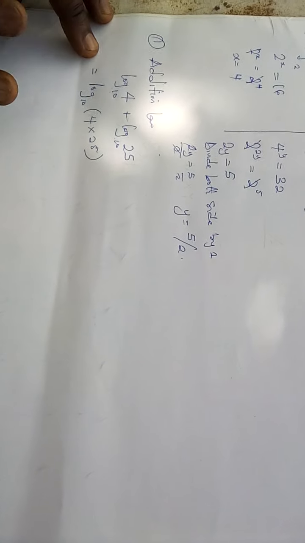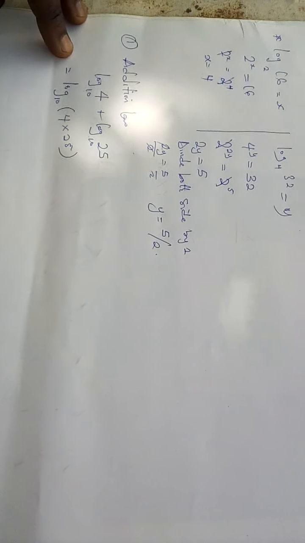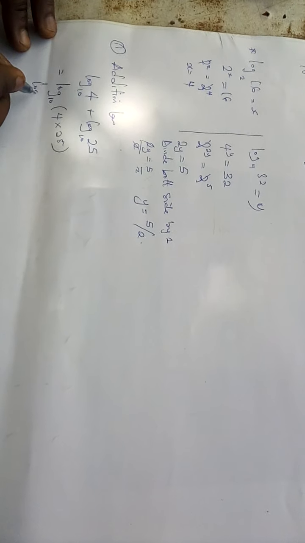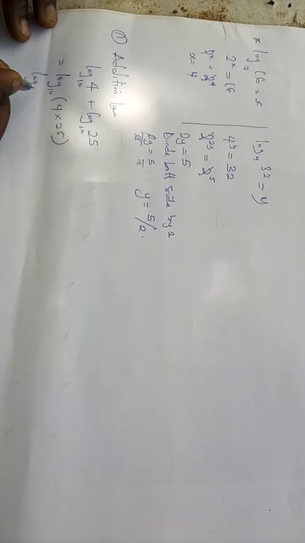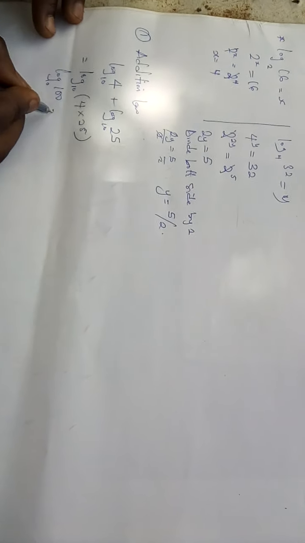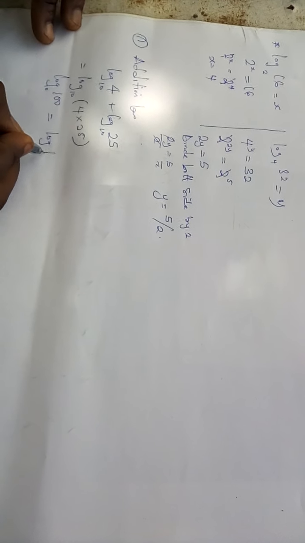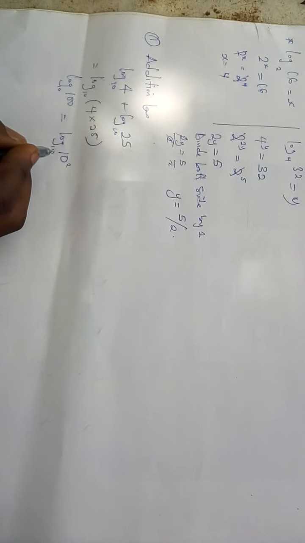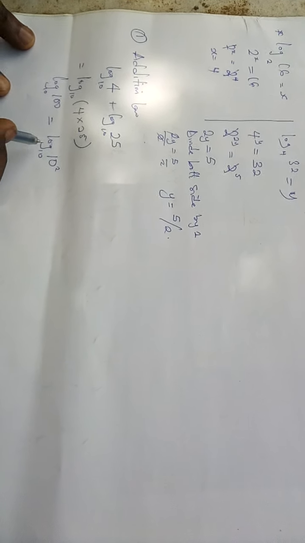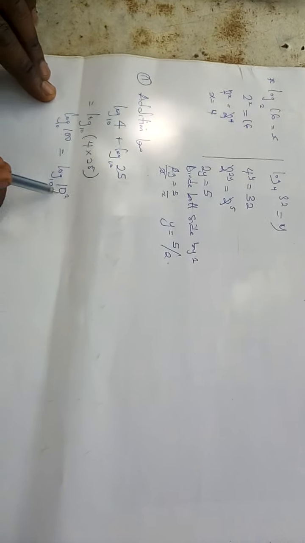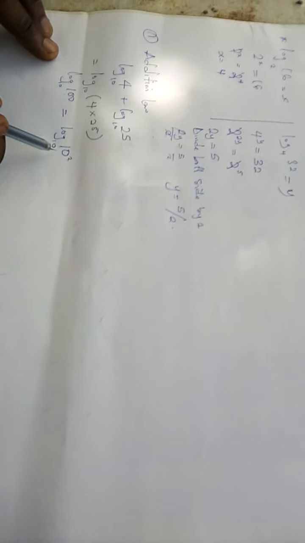Remember, when two logarithms of the same base are added, the result is the product of the two logarithms. So this is the product. Log of 4 times 25 is 100. But this is not all. You can also change this to log 10 raised to the power of 2 to base 10. I know that 10 raised to the power of 2 is 100. So this is how I break it down.